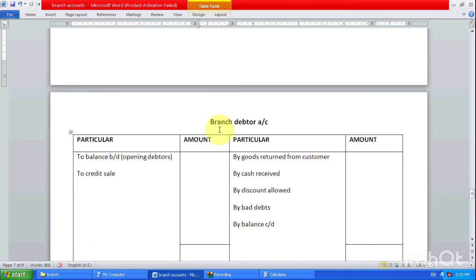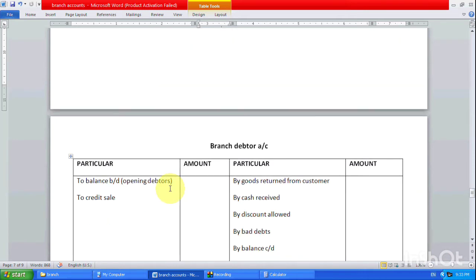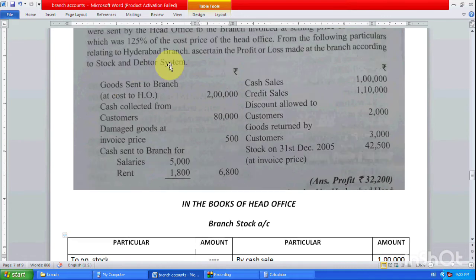Alright, now let's go to the branch debtors account. To balance brought down. Is there any debtors? No debtors. Is there any closing debtors? No closing debtors. So what is mentioned? Stock and debtors. Ascertain profit or loss made at the branch according to stock and debtors. So we have to calculate profit and loss.